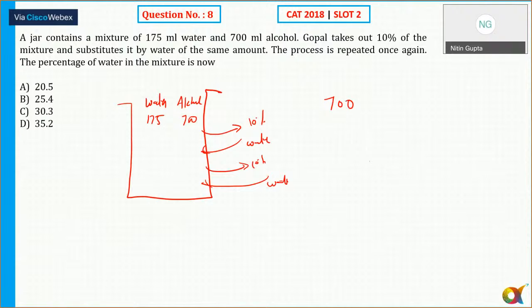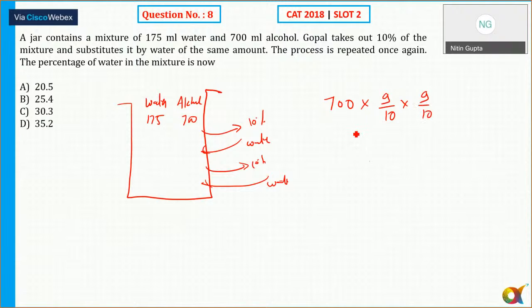Whenever I am removing 10%, 90% will be left out. So every time the fraction left will be 90%. Initially it is 700. After the first removal, it will be 700 into 9 by 10. Even if you add water, the quantity of alcohol is not going to change. Next time, again, 10% of the entire mixture is removed, so how much is left out? Again, 9 by 10. So 700 into 9 by 10 into 9 by 10.